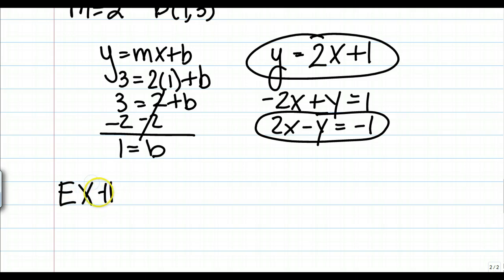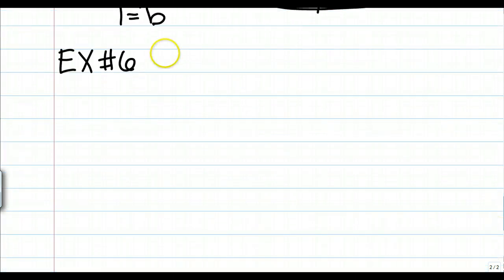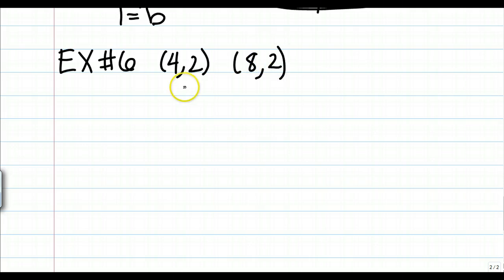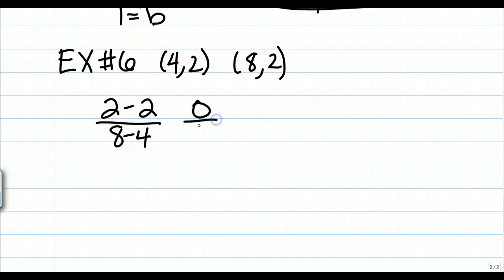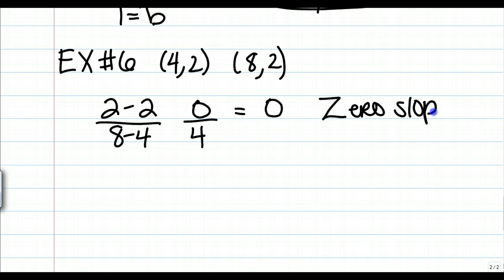Last example, I know we've done a lot, this is the last one. If I gave you the points 4, 2 and 8, 2, again you need to find the slope so you could write an equation. So you would take 2 minus 2 over 8 minus 4, it's just y2 minus y1, x2 minus x1, and 2 minus 2 is 0 over 4, and you know that that is just 0, so that means you have a 0 slope. And remember, zero slope is a horizontal line.